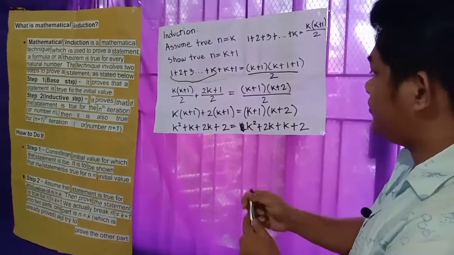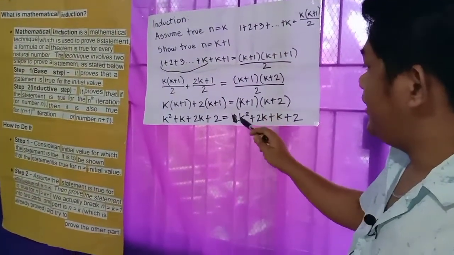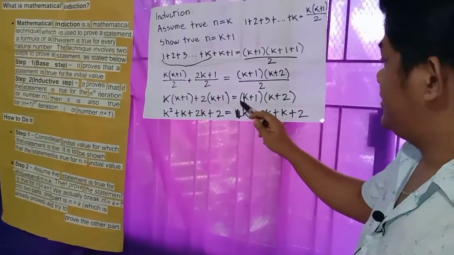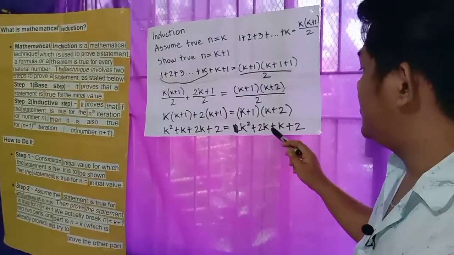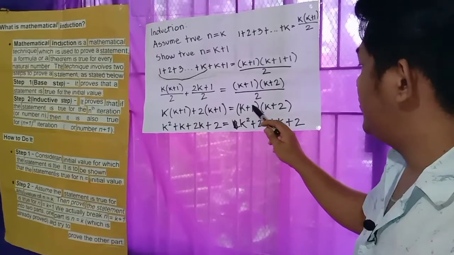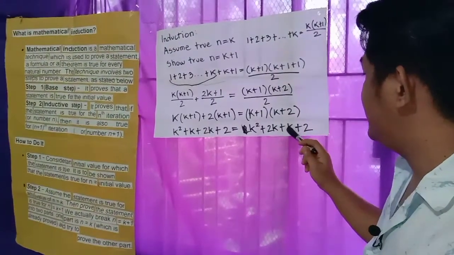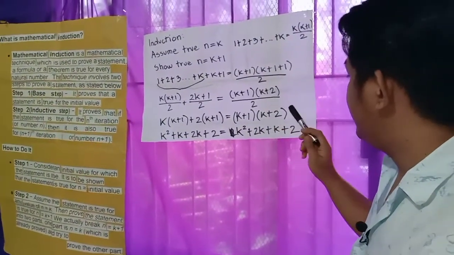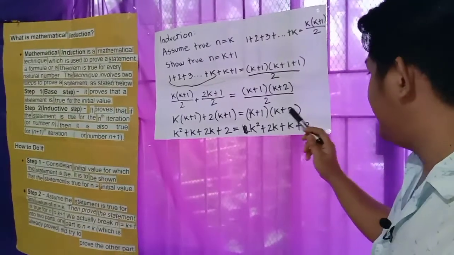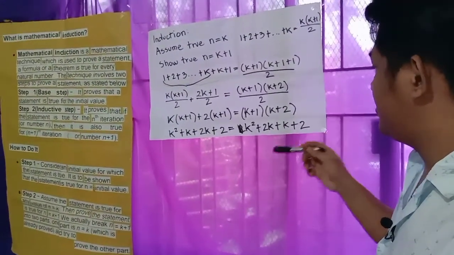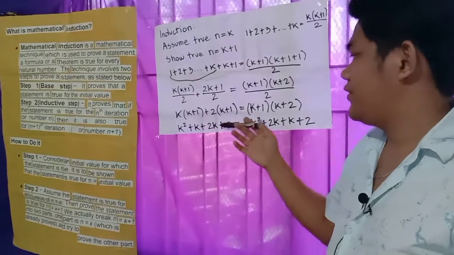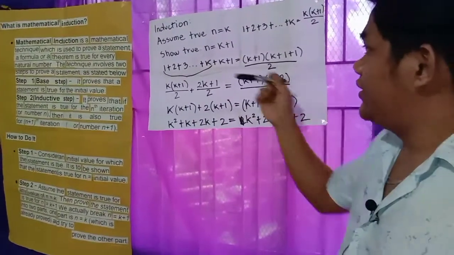So, k times k is k squared, plus k times 2 equals 2k. Next, 1 plus k equals 1k, which is k. So, 1 times k, and 1 times 2 equals 2. So, this is the final answer of the induction.